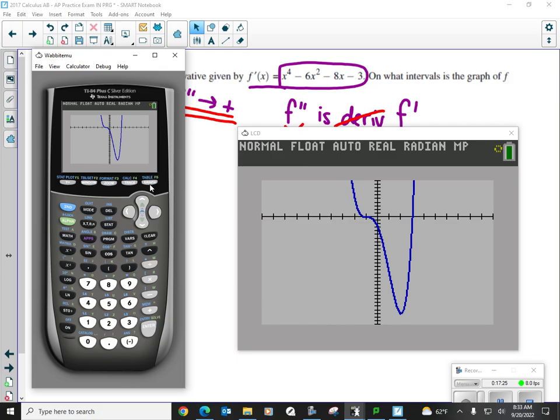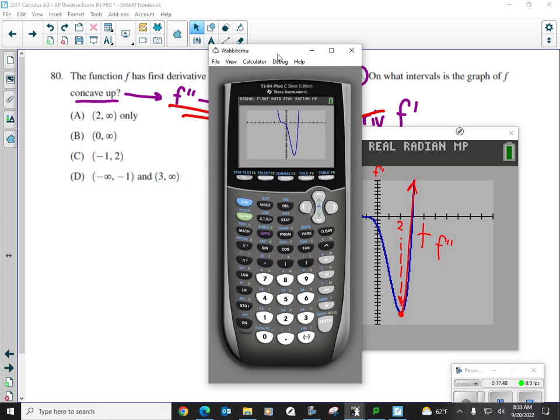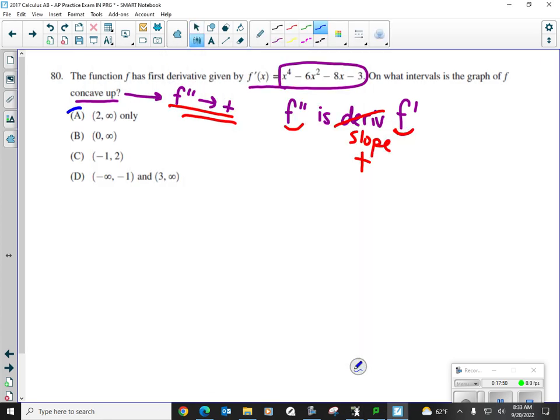The only place this has a positive slope is from this point on. That's a positive slope, which means if this is the first derivative, the slope is the second derivative. It's positive from 2 to infinity, because it goes to the right forever. So I believe that my answer would be choice A, and that is the correct answer.